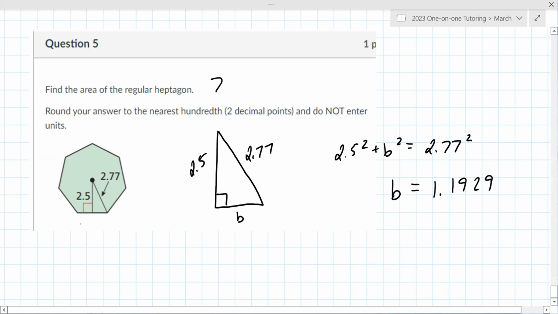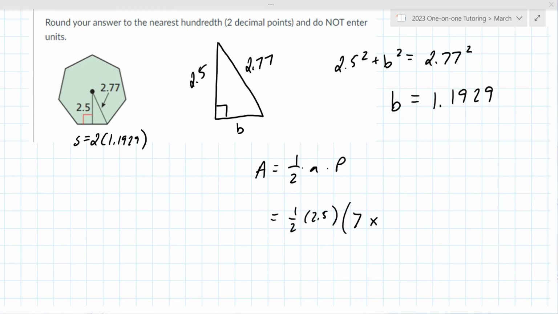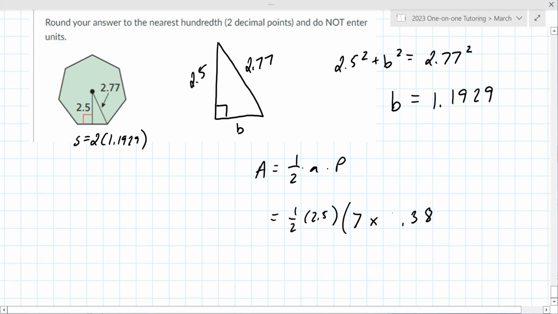So B is like half a side. If you want the side length here, you have to double that number. The reason we're doing all this is because we want to keep using this formula, 1/2 the apothem times the perimeter. So the apothem is 2.5. The perimeter is 7 times whatever 2 times this B value is. So I got 2.3858.